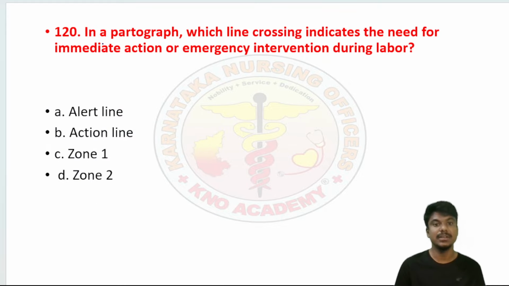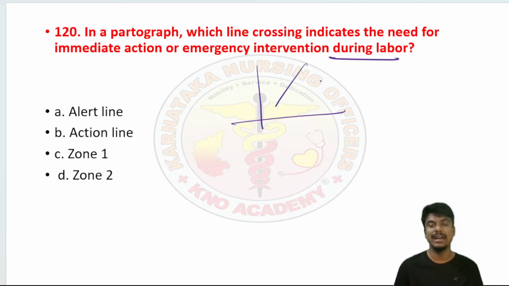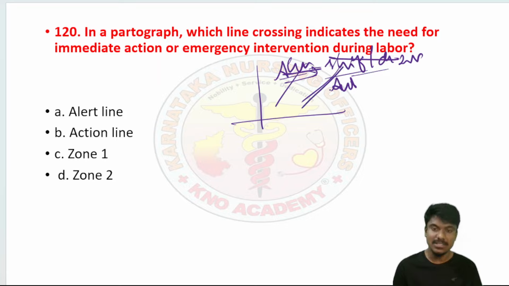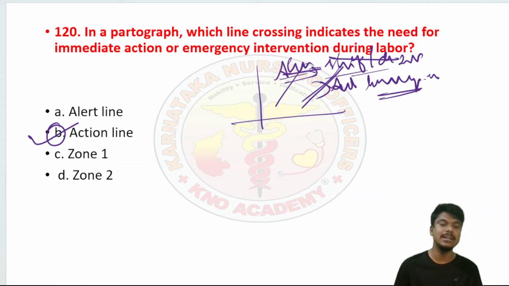Next question. In a partograph, which line crossed indicates the need for immediate action or emergency intervention during labor? On a partograph there are two lines: the alert line and the action line. After crossing the alert line, we have to shift or refer the patient, or do some intervention. After crossing the action line, we should always do emergency intervention. So option number B is the right answer.